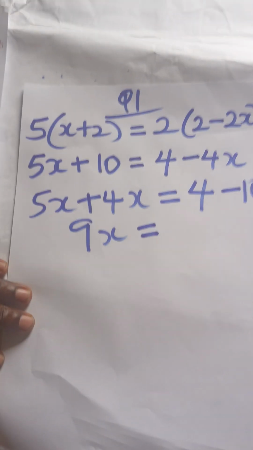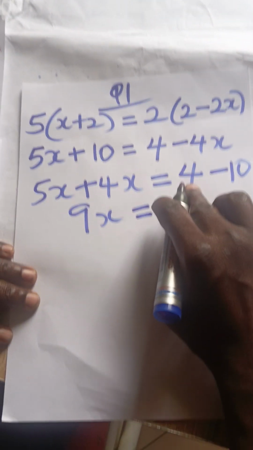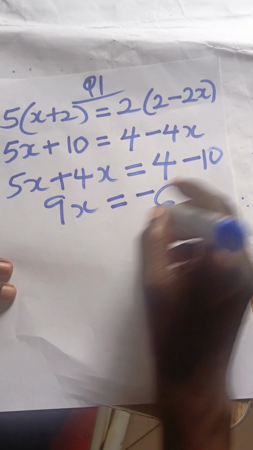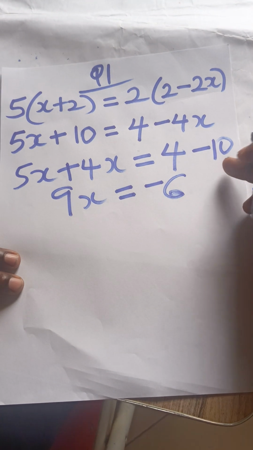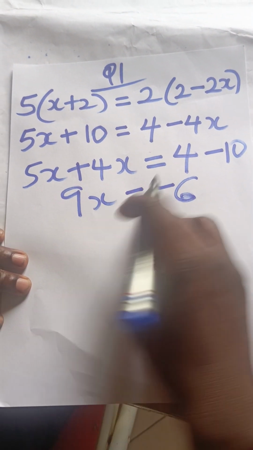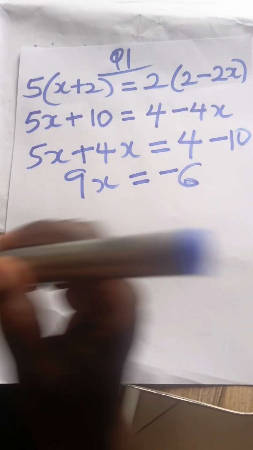So that means 5x plus 4x is equal to 9x. Then is equal to, you bring your equal sign. 4 minus 10 will give us negative 6. Why? Because if you have 4 and you owe someone 10, you are going to use the 4 to pay, and you will still owe only 6.